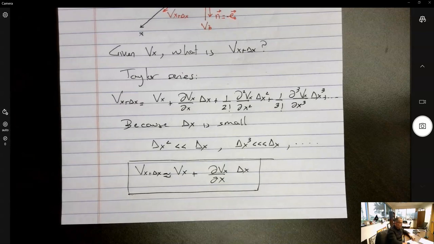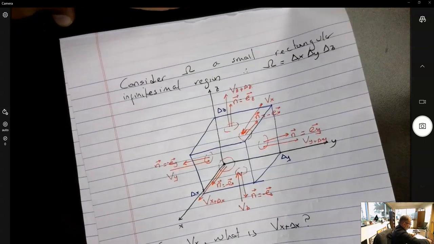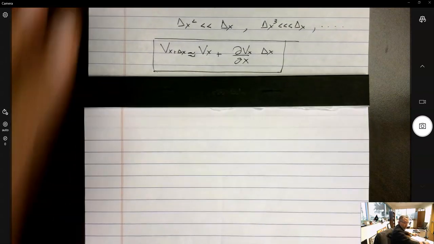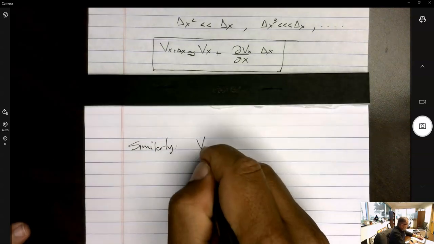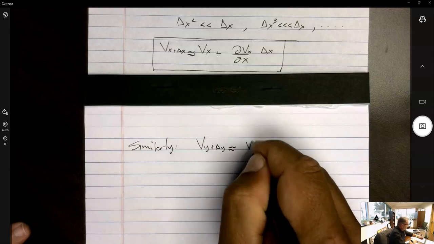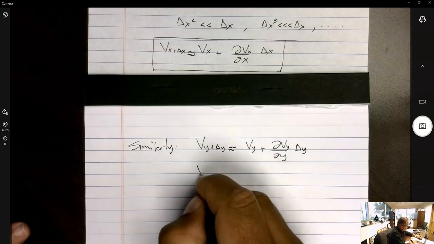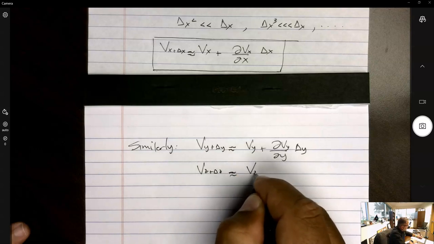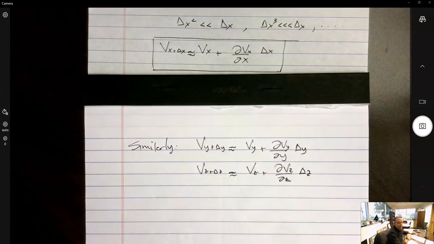Okay. Now similarly, we can do exactly the same with the other components. Similarly, Vy at y plus delta y should be approximately Vy plus dVy/dy times delta y, and Vz at z plus delta z should be approximately Vz plus dVz/dz times delta z.